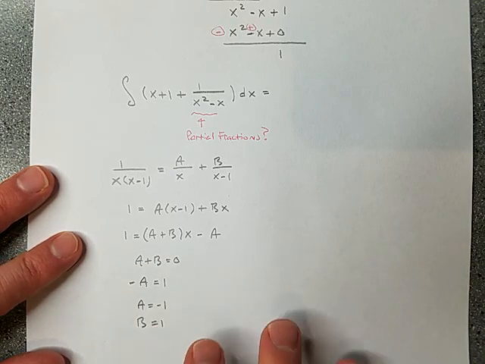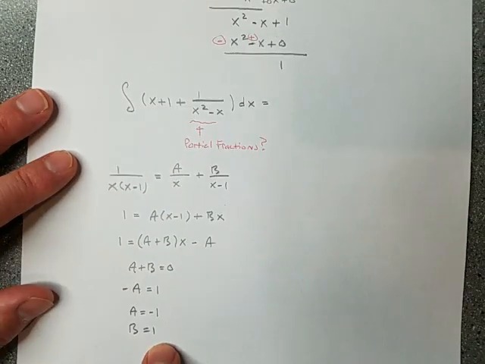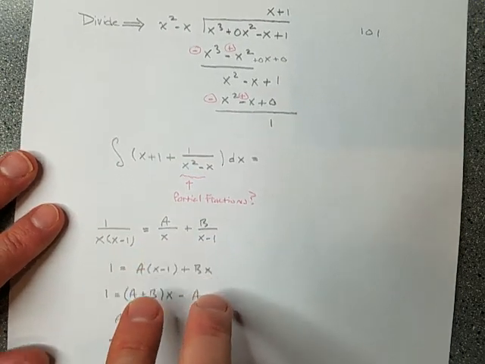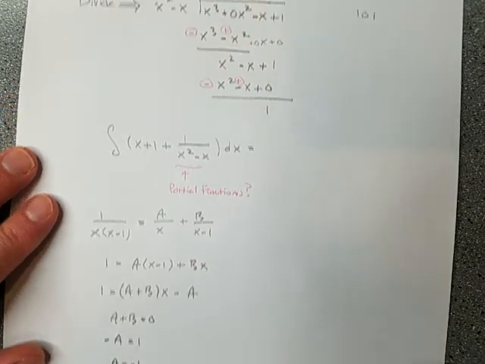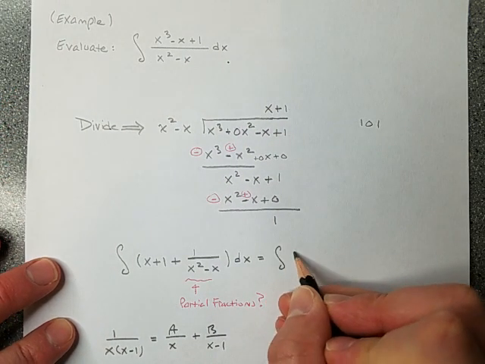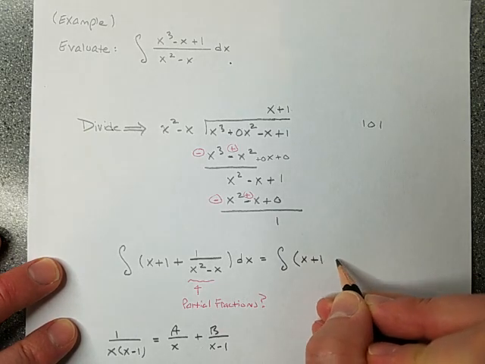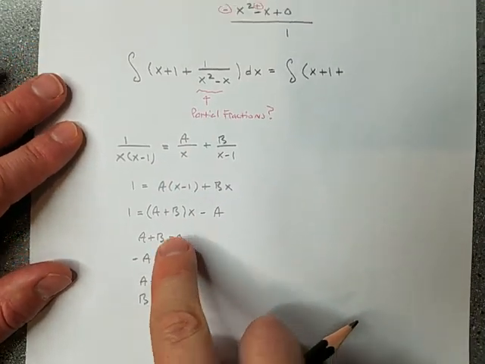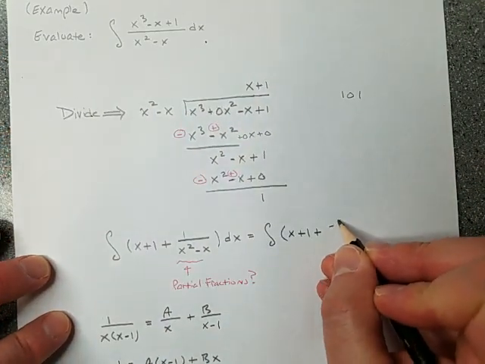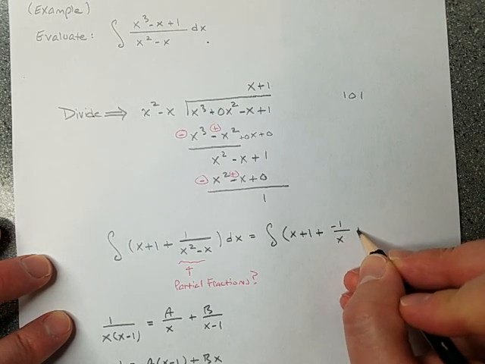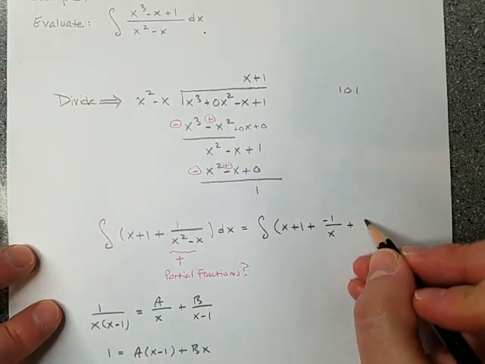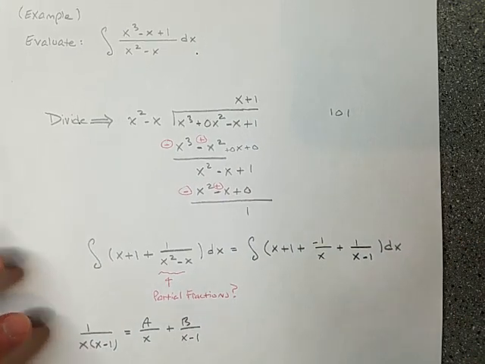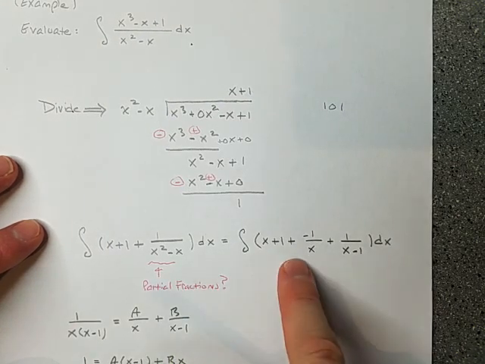So here's what our integral becomes. I'm going to leave the x plus 1, and this I broke down this way with that a and b. All right, so here goes. Our integral becomes x plus 1 plus a, negative 1 over x, plus b, 1 over x minus 1. And this is all stuff that we can handle.